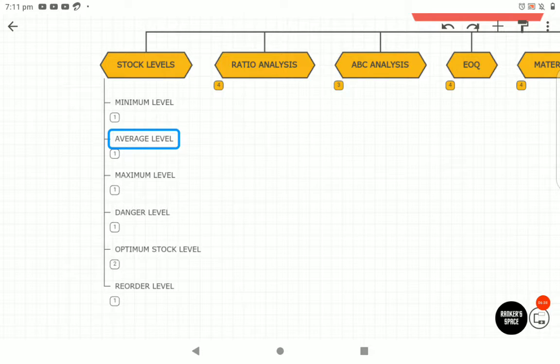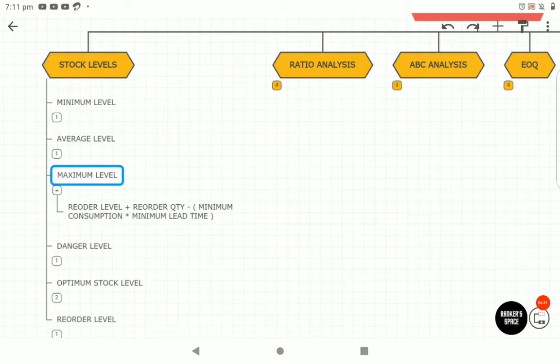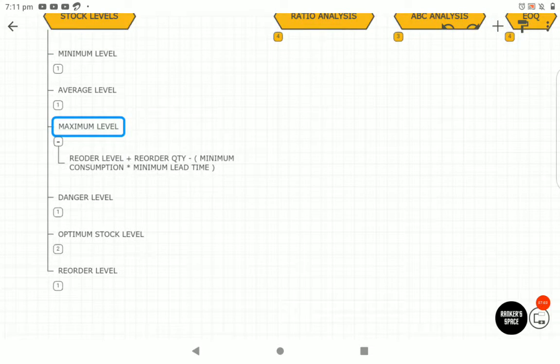Then the next one is maximum level. What is maximum level? Reorder level plus reorder quantity minus minimum consumption into minimum lead time. So there are two things: reorder level plus reorder quantity, and then minus minimum consumption into minimum lead time. That is one thing that you should remember.